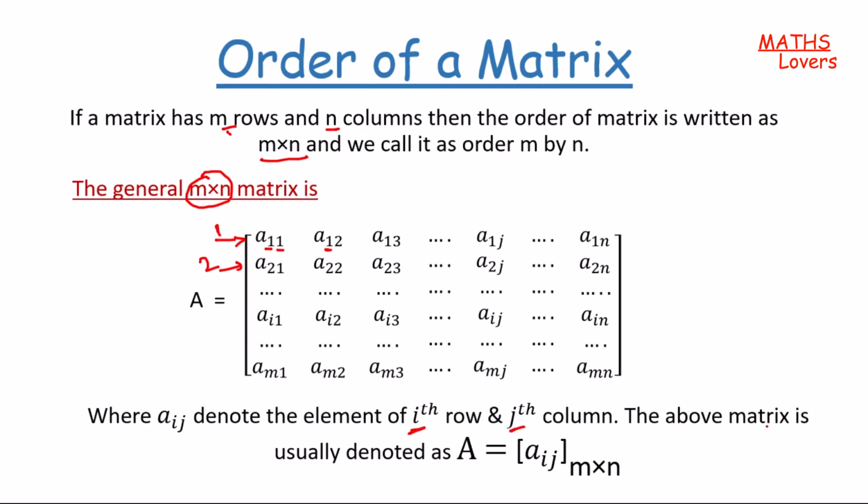The above matrix is usually denoted as A equal to [aij] m cross n, where i belongs to 1 to m and j belongs to 1 to n. And i and j should be natural numbers, meaning 1, 2, 3, 4, starting from 1 up to n or m. Okay, so let's solve some problems on this.